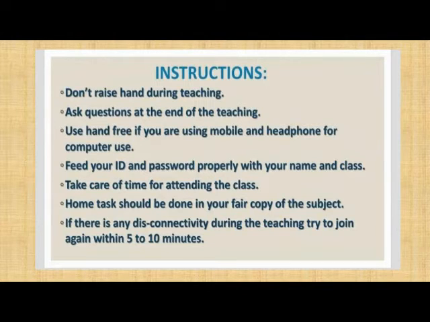Number 6, home tasks should be done in your fair copy of the subject. And number 7, if there is any disconnectivity during the teaching, try to join again within 5 to 10 minutes. These are the instructions. I hope you all understand and follow these instructions properly.